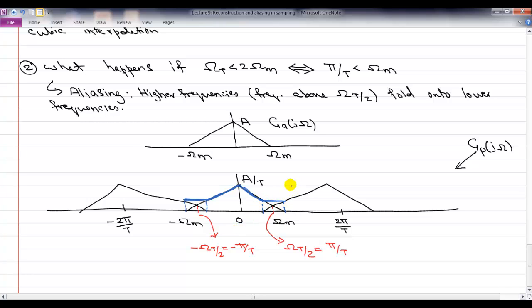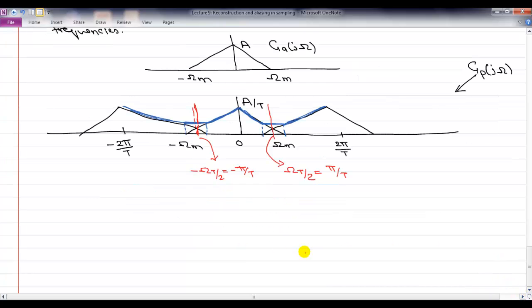Okay. And then I'll keep on going here, and I can keep on drawing, right? So this is my added signal. This is what my GP of j omega will look like. And now let's say I low pass filter it. The low pass filtering always happens for reconstruction from minus omega t by 2 to omega t by 2. So I low pass filter between this range. What do I get back? My reconstructed signal would look like, so I'll draw it down here.